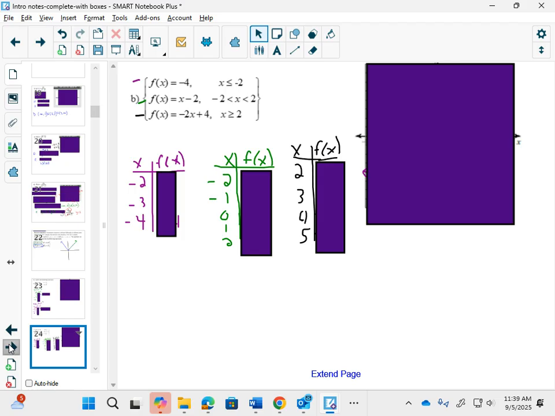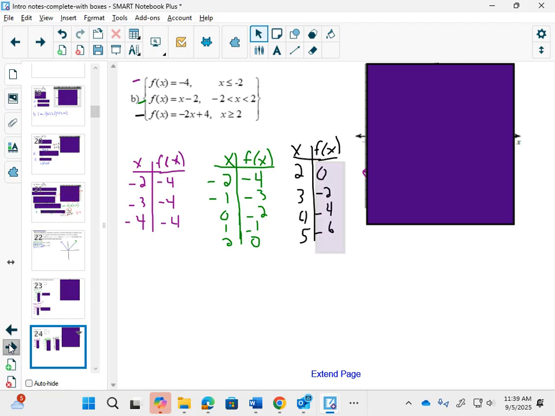The little table of values we probably don't need. Do you see that they're all straight lines? Many of you could probably go right away to graphing these. This one's always going to be -4, a straight horizontal line. x - 2 has a y-intercept of -2 and a slope of 1, but I put a bunch of points in anyways. And -2x + 4 has a slope of -2 and a y-intercept of 4.